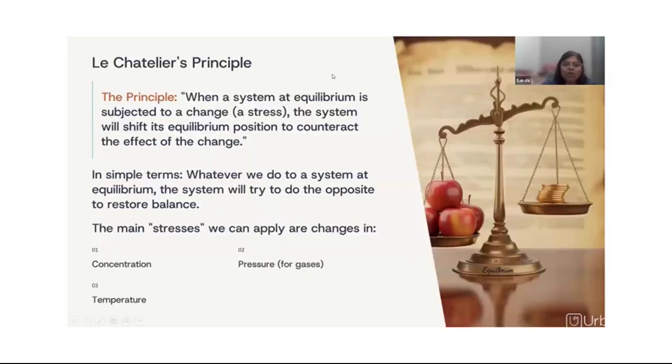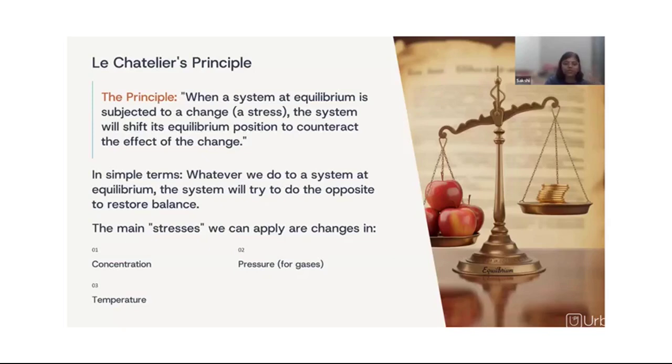Okay, now let us move on to the next topic of this chapter, known as Le Chatelier's principle. It is a very interesting principle. When a system is at equilibrium, what does it mean? That everything is balanced, and the rate of the forward and backward reactions is the same. But if you bring a certain change in the system, for example you change the temperature, you change the equilibrium position. It's written here: whatever we do to the system, the system will try to oppose it to restore the balance.